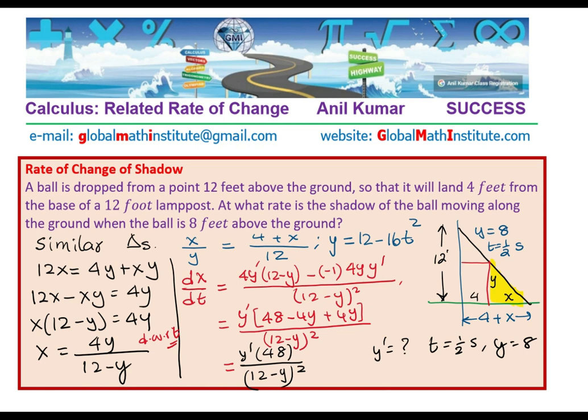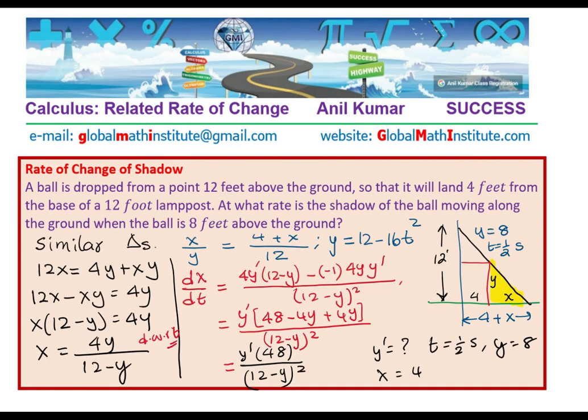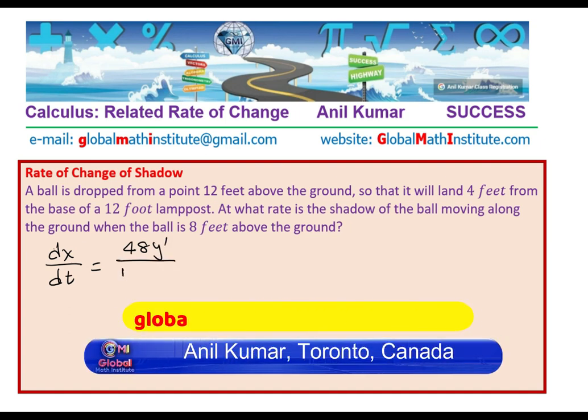So we know all of the values. x is given to you as 4, right? So the only thing which you want to find is y prime. So let's take it on a new page. We'll just figure this out. So dx/dt is equal to 48 y prime over 12 minus y whole square.